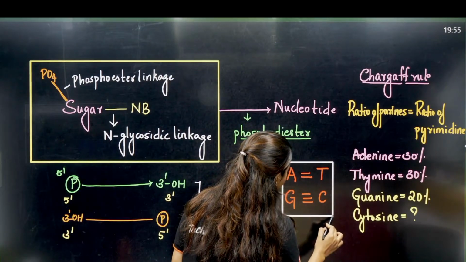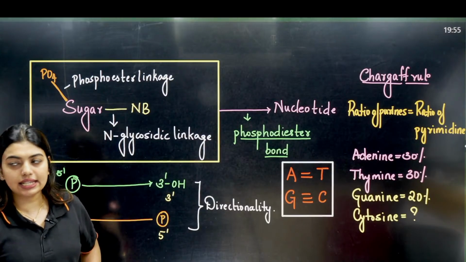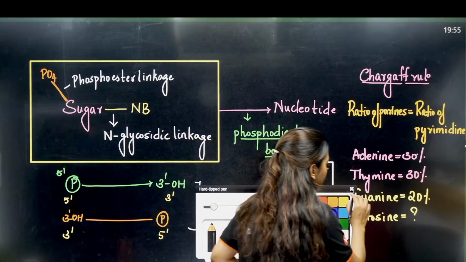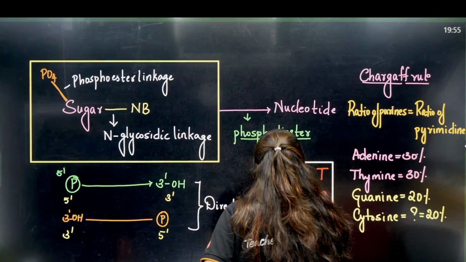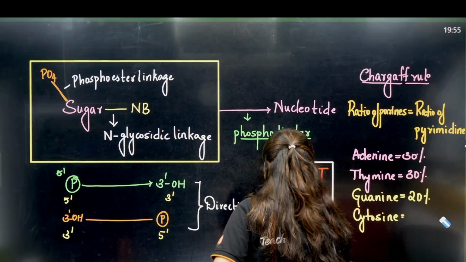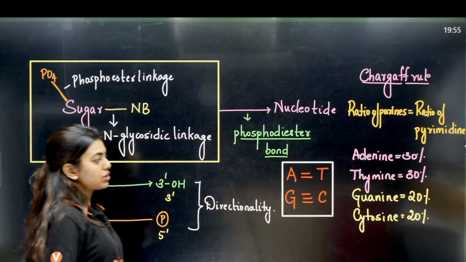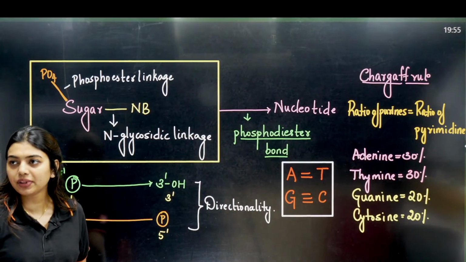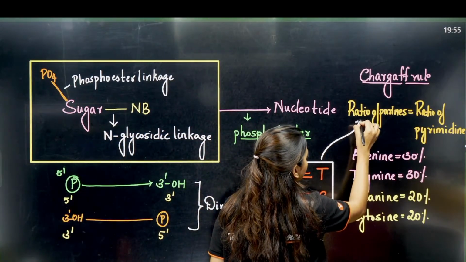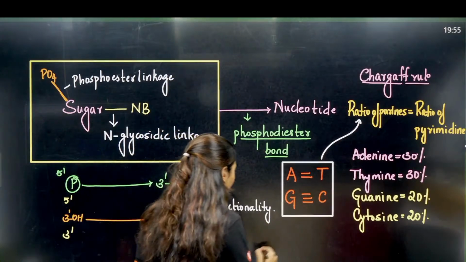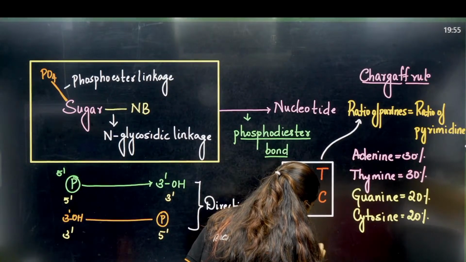Done? Yes, very good. 20%, right? 20% of cytosine should be there. Clear? Understood? So, that is what the Chargaff rule is talking about. They are going to bind with the help of hydrogen bonds.